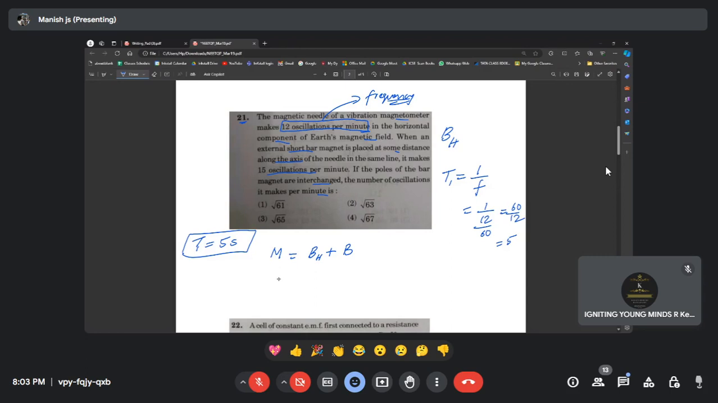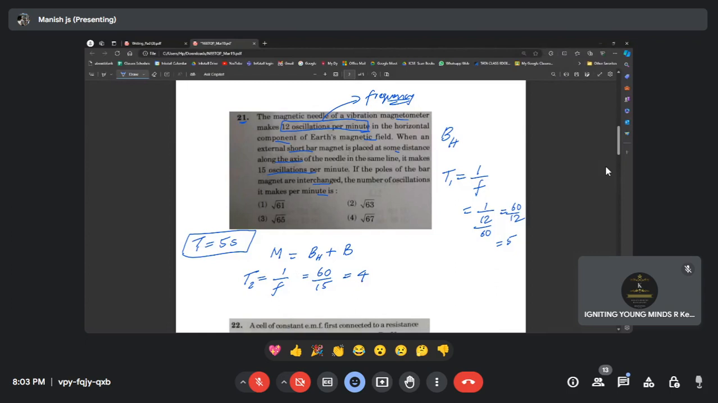Now again you find out what is the time period for this situation, that is T2. So T2 is equal to, again, the reciprocal of frequency. Frequency they have told it's becoming 15 oscillations per minute. So it is going to be 60 upon 15. So how much is 60 upon 15? I guess it has to be 4, right? So you will get 4 seconds in this case.